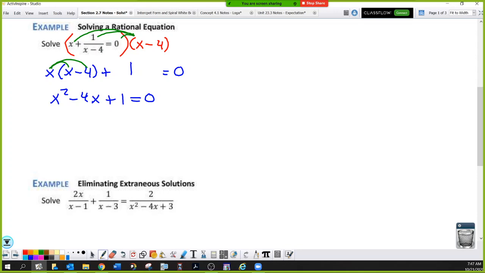Quadratic formula. I'm not going to sing this time. I'm just going to write the quadratic formula.